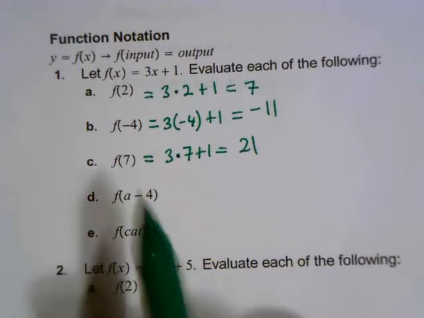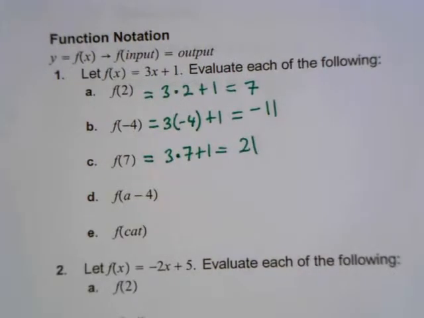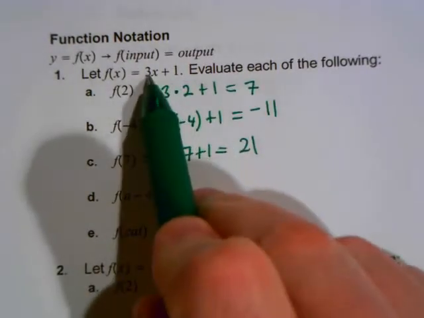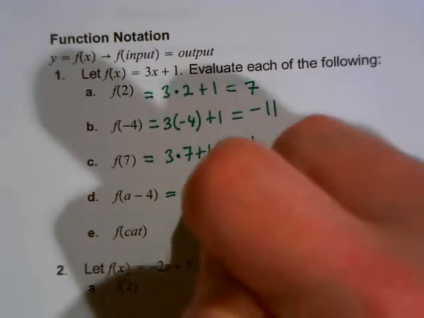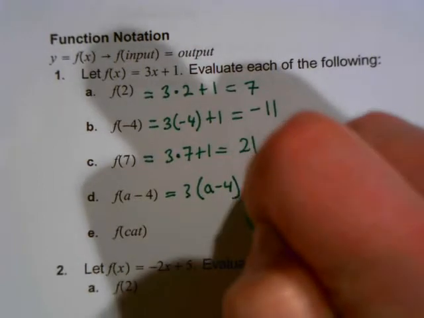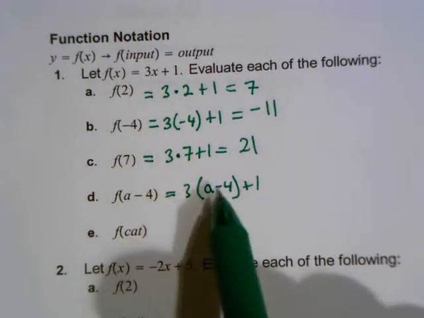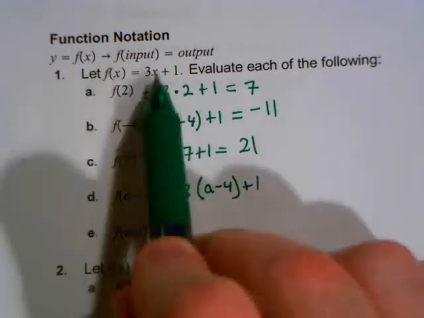Alright, now this may look a little weird. F parenthesis a minus 4. Well, all that means is we go up to our formula here. We don't write the letter x, we write a minus 4. So I'm going to have a 3. I have to multiply that by a minus 4 and then add 1. That's all that means. Notice there's absolutely no multiplying. I'm not multiplying by a minus 4, I'm plugging in. I took a minus 4 and I plugged it in where the x is.